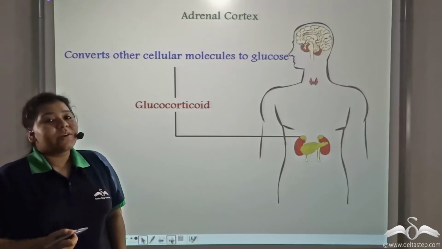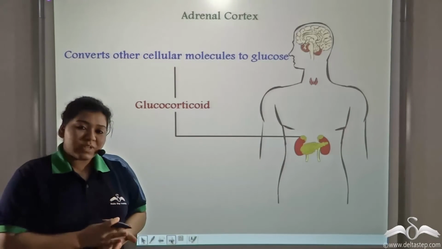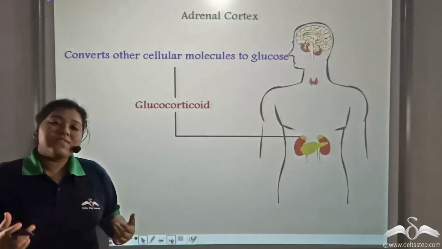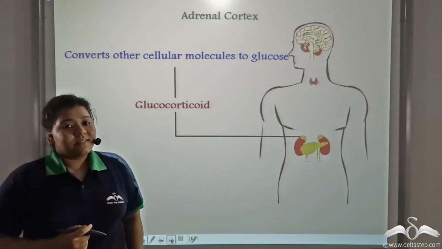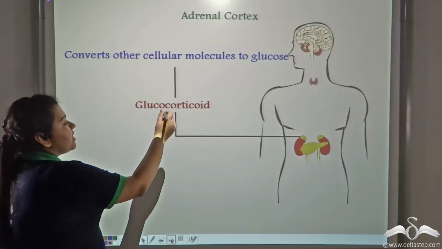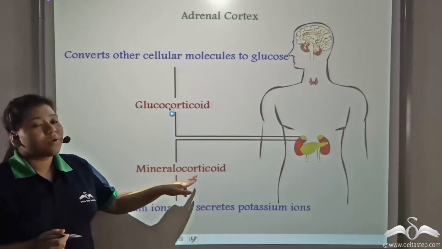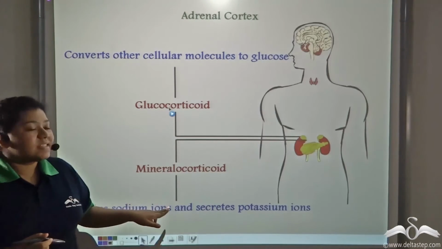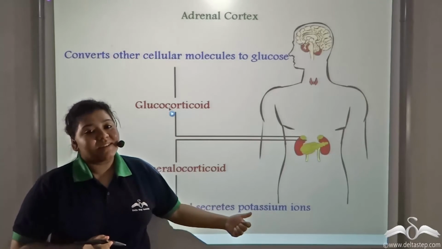Now, glucocorticoid converts other cellular molecules such as proteins and fats into glucose when the reserves of glucose in the body get depleted. Another hormone secreted by the adrenal cortex is mineralocorticoid, and this mineralocorticoid retains sodium ion and excretes potassium ion.